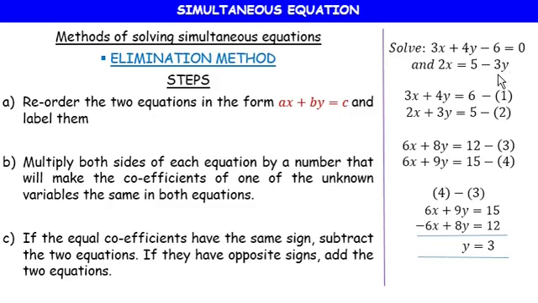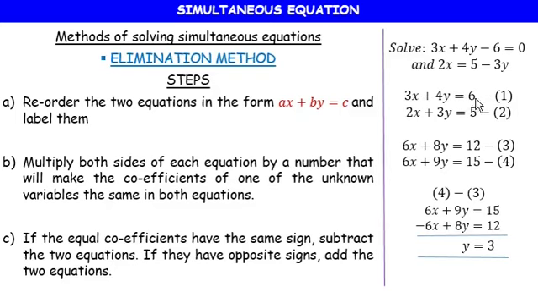So we have to bring this negative 3y and join the 2x here. Because it's negative, when it crosses, it becomes plus. So we are going to have 2x plus 3y is equal to 5. Right. So after rearranging the two equations in the appropriate format, you label them.